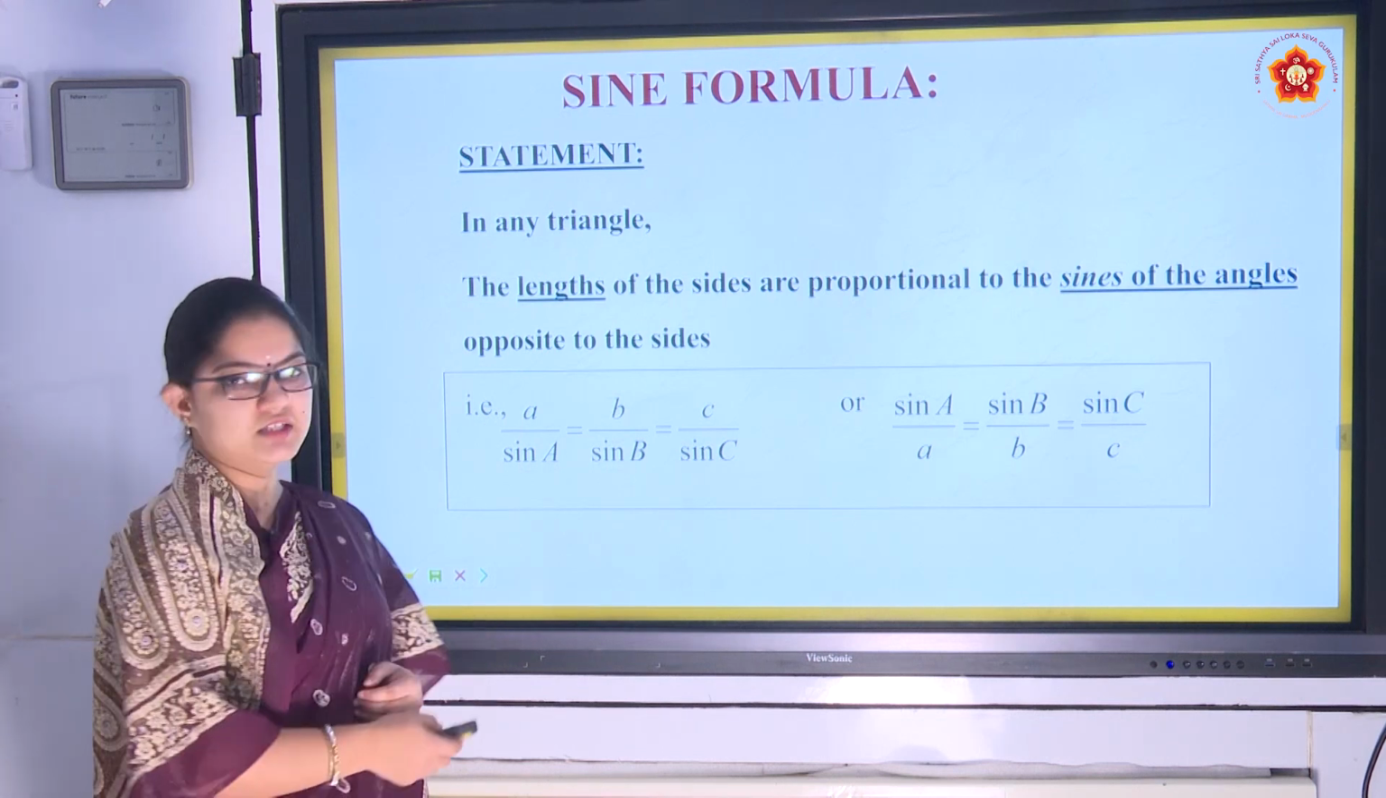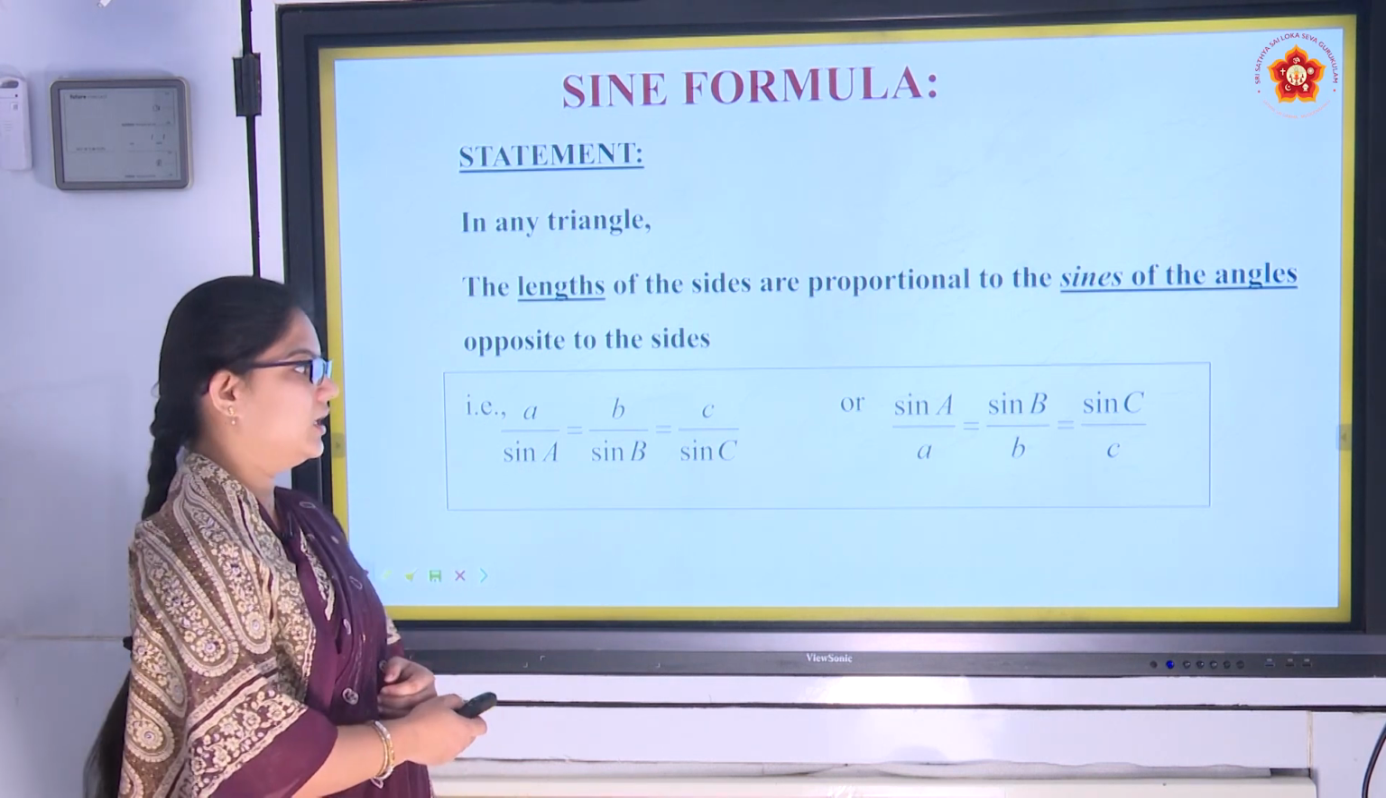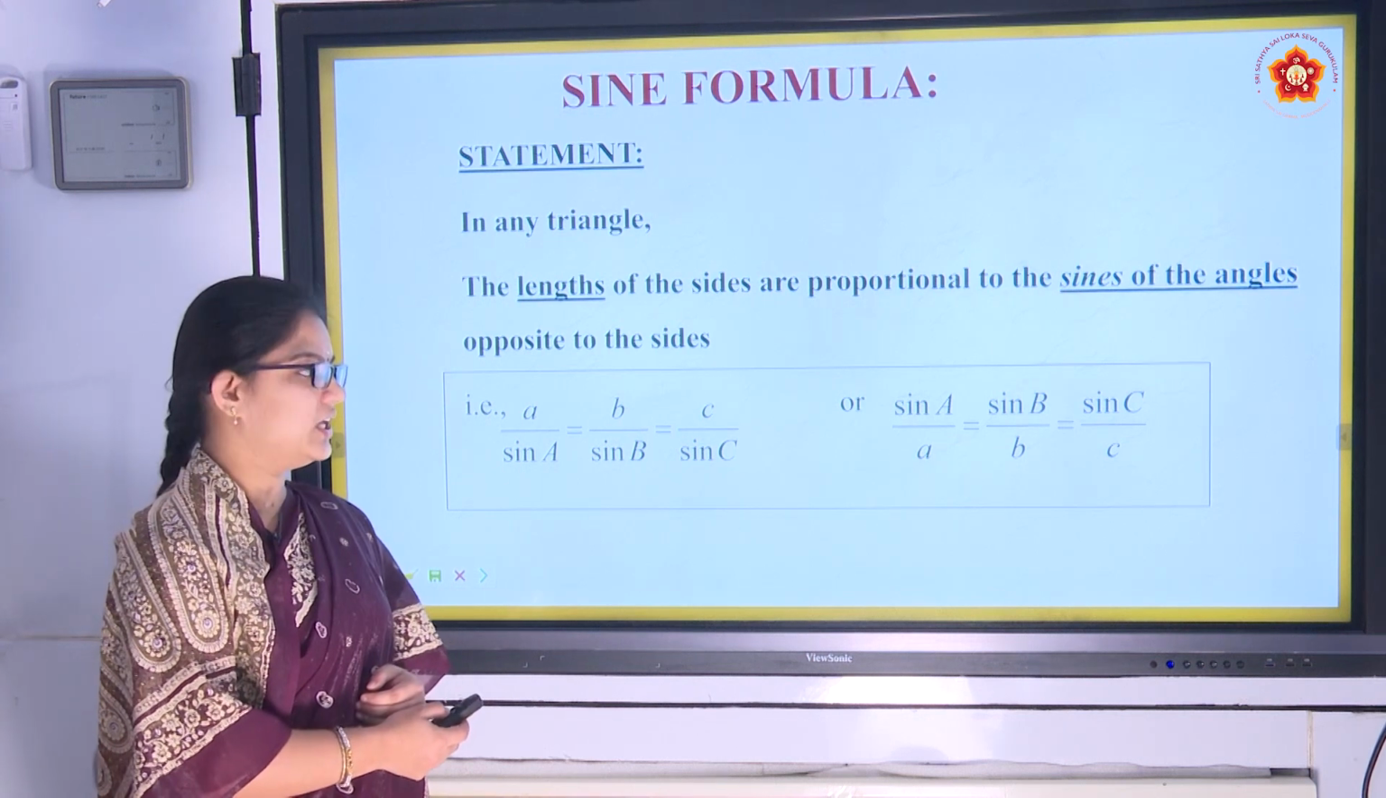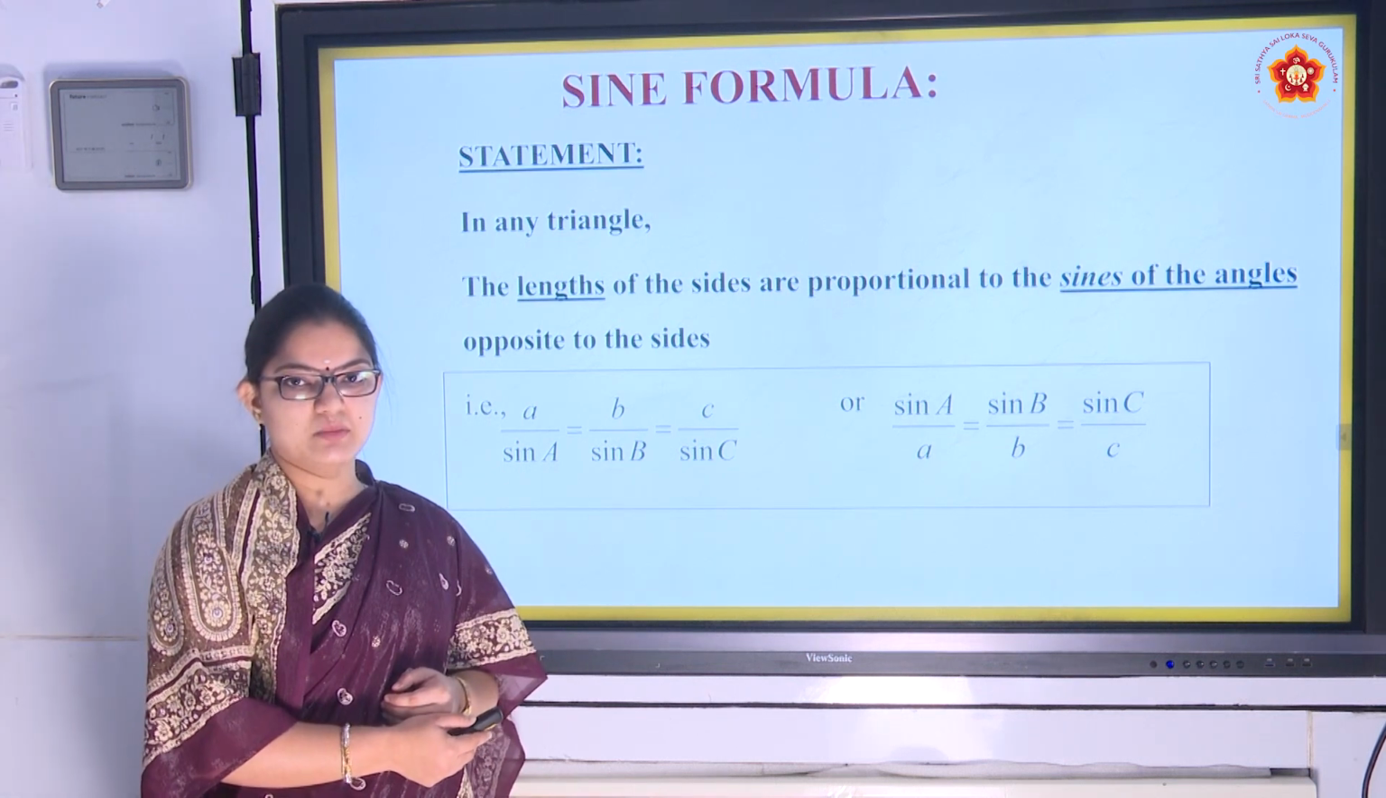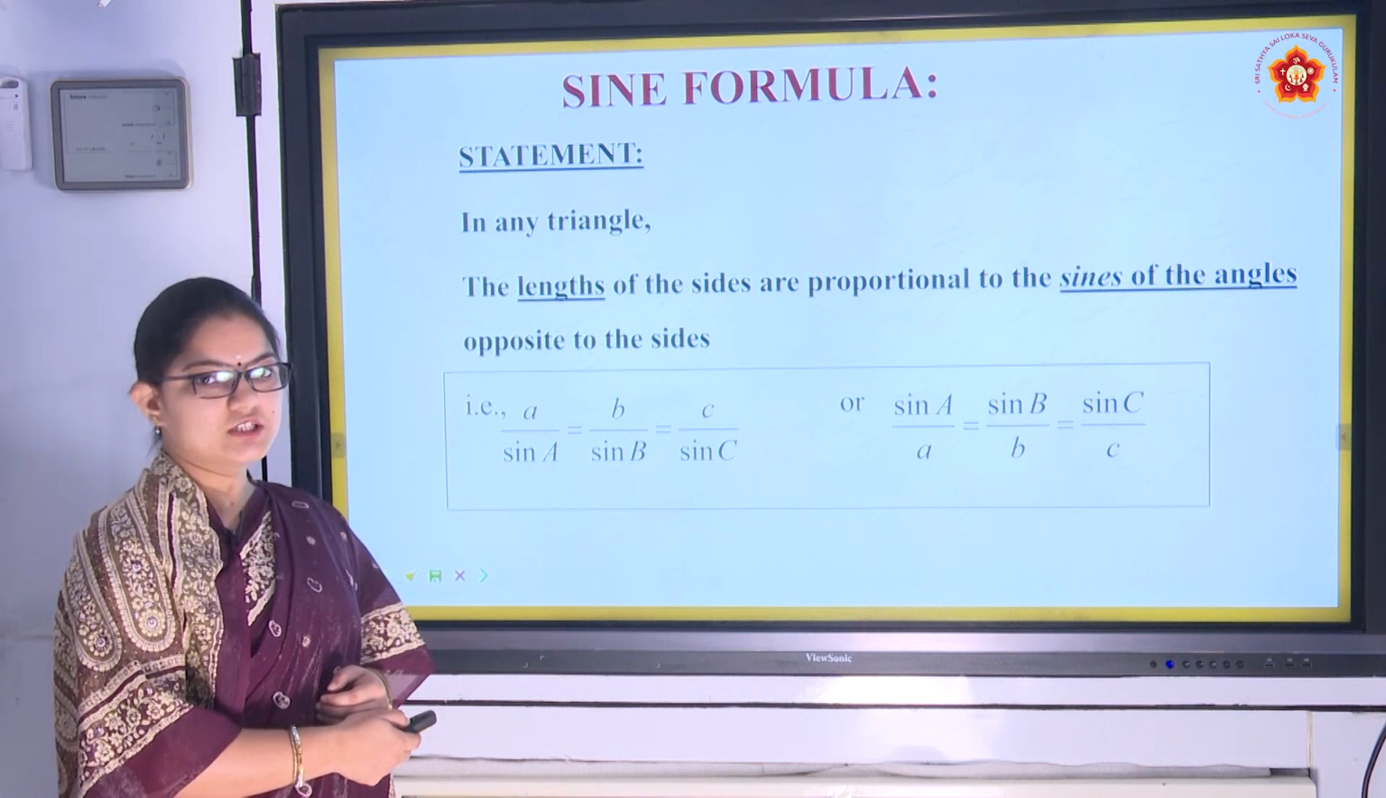Or we can rewrite that by taking the reciprocal: sine A by a is equal to sine B by b is equal to sine C by c. Now let us prove that.